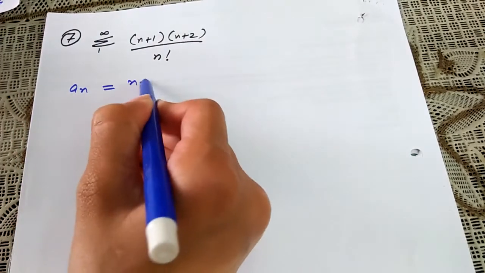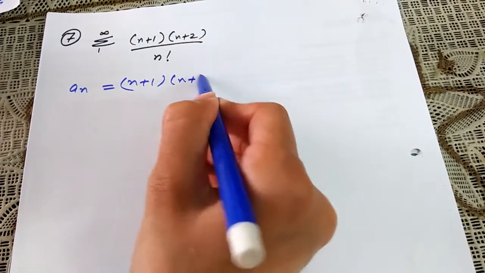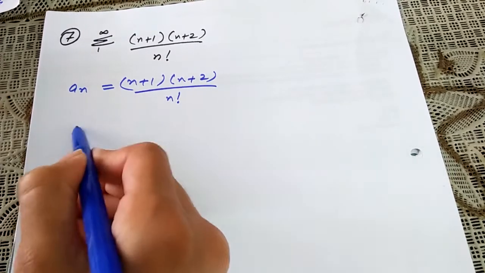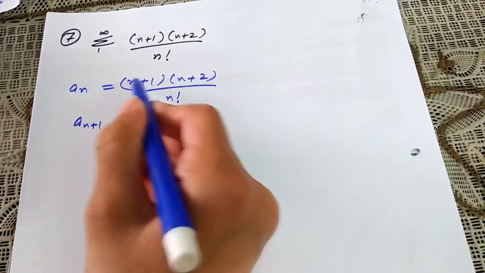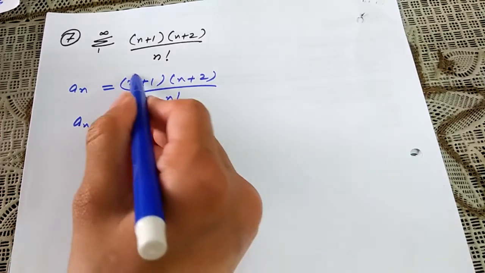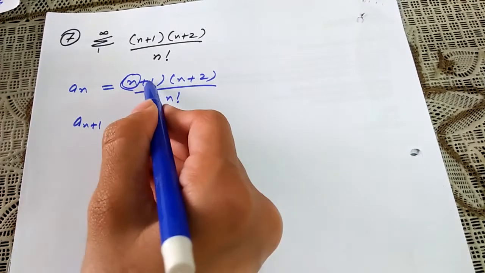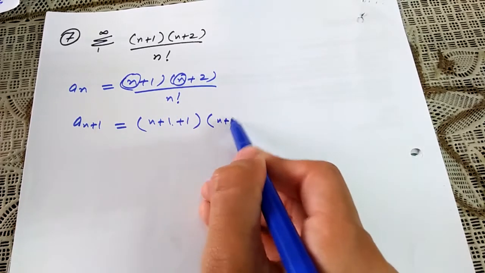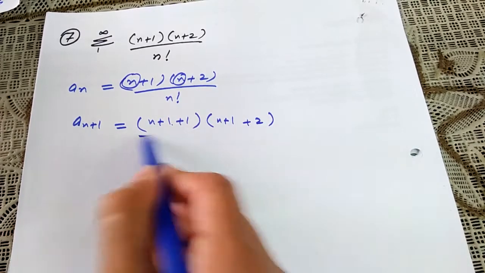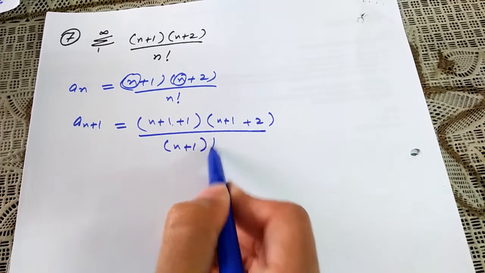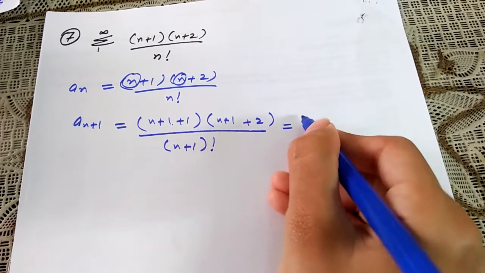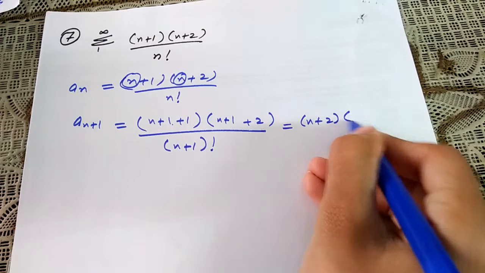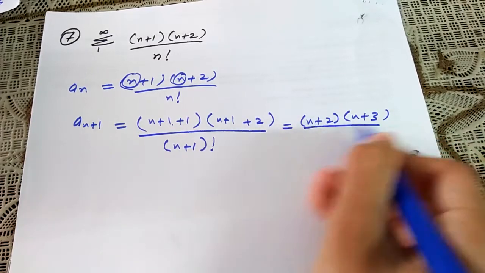a_n is equal to (n+1)(n+2)/n!, and a_(n+1) is obtained by replacing n with n+1: the +1 stays as it is, so it becomes (n+2)(n+3) divided by (n+1)!.